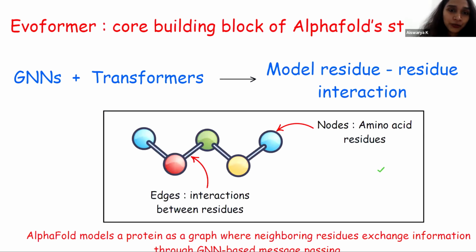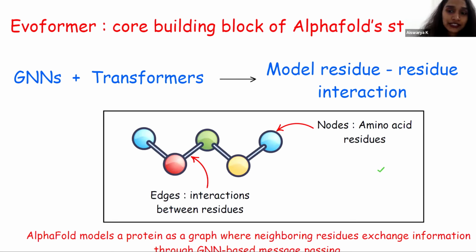The Evoformer was the core building block of AlphaFold's structure, built using graph neural networks by representing amino acid sequences as graphs, with a combination of GNNs and transformers. The researchers were able to develop the Evoformer, which was used to model the residue-residue interaction. AlphaFold models proteins as graphs, where nodes are amino acids and edges are the relationships between the residues. It can be the sequence neighbors plus the spatial neighbors.